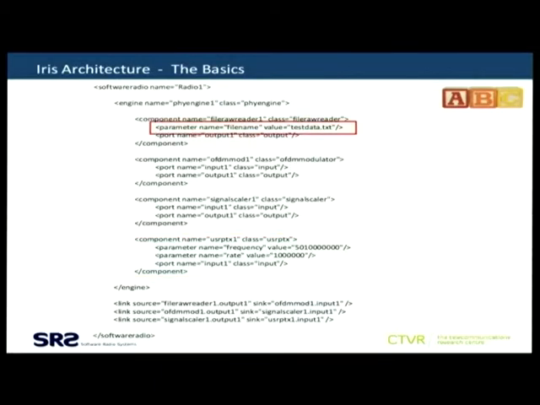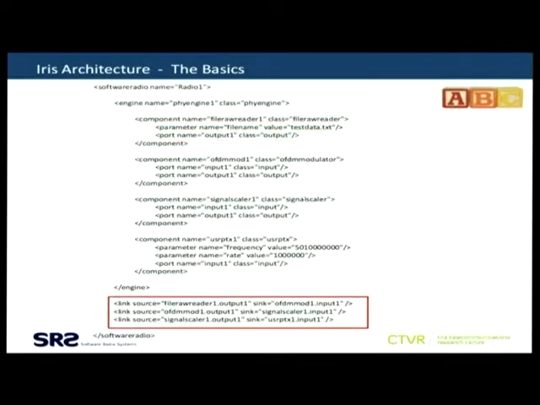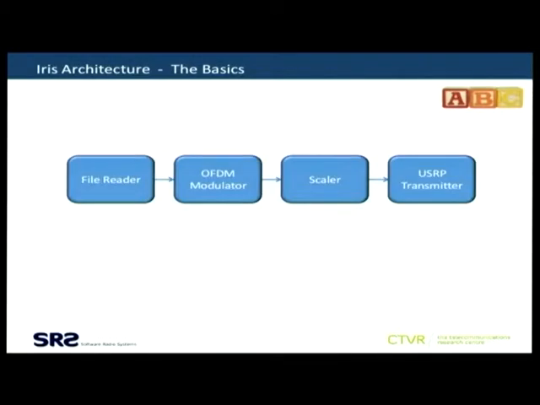Use the parameter tag to identify the parameter and set the value. You define ports, inputs and outputs, and then you define links to link them together. That's how you create your flow graph and get it running. So that XML file will result in this simple flow graph for an OFDM transmitter.